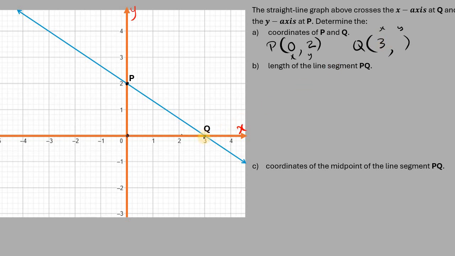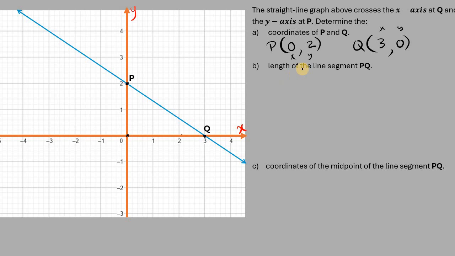But since I'm already at Q, I will not need to move up nor down. So in terms of the y coordinate, that's 0, because from the origin, I just move straight to Q. I do not need to move up or down to get to Q. I'm already at Q, so the y coordinate is 0. And that makes sense. If you look at Q and you want to find the y coordinate, you head towards the y axis, and it will hit the y axis at the origin, which is 0, since it's on the x axis at 3.